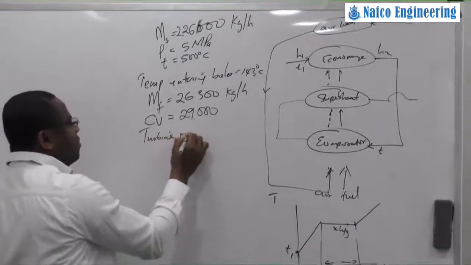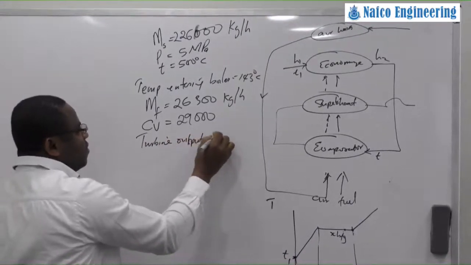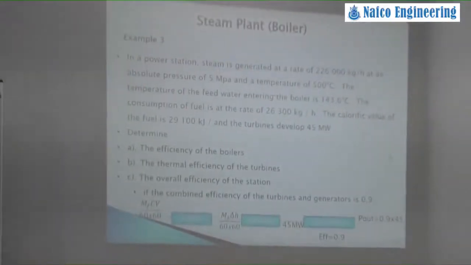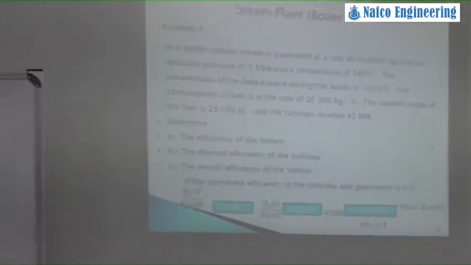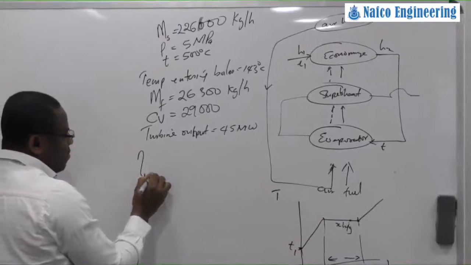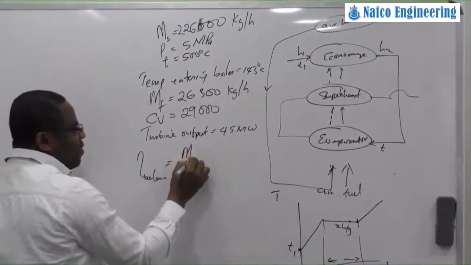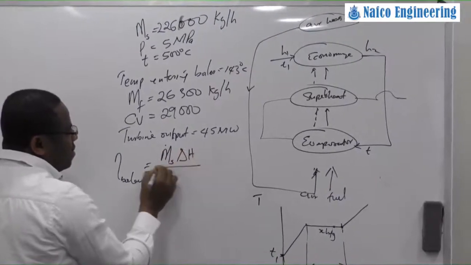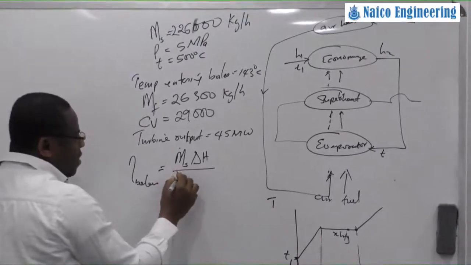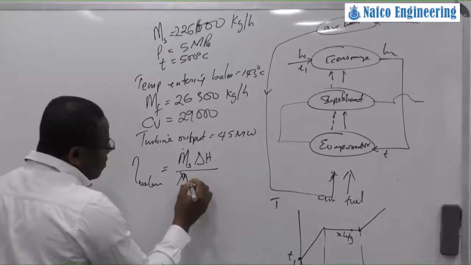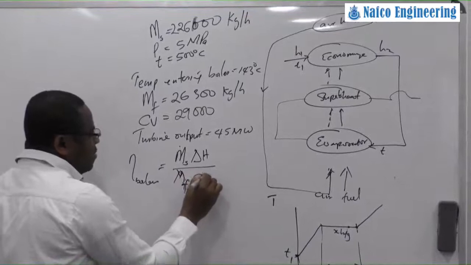Turbine output is 45 megawatt. Okay, so the question is to calculate the efficiency of the boilers. The efficiency of the boiler itself, so we want the boiler efficiency. Remember we said boiler efficiency is the mass of the steam, or the rate of the mass of the water, by delta H, divided by the mass of the fuel by CV.